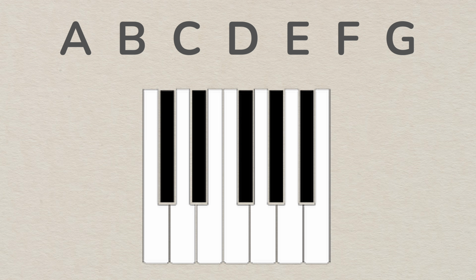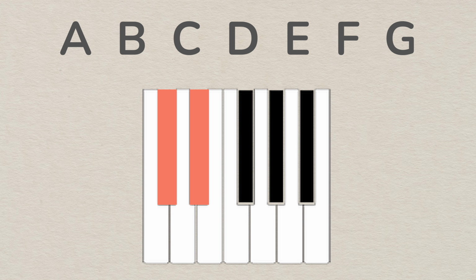We will start by finding a C. To do that, first find the 2 black keys. The white key on the left is C. There are a few reasons to start with C and not A. First, it's easier to find C on the piano than A.